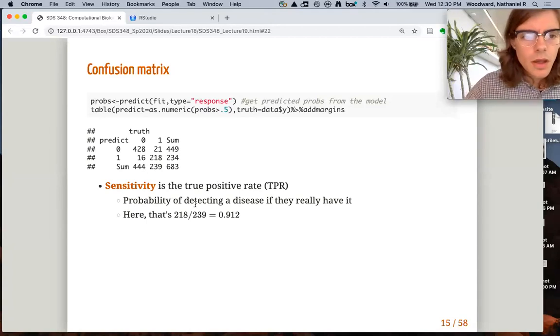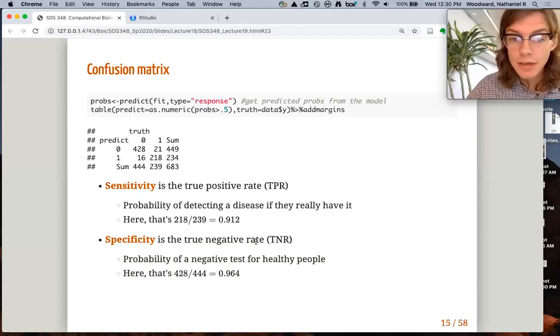Cool. So sensitivity, we can compute the true positive rate. So out of everybody who is actually malignant, how many did we classify as malignant? Well, true 1 means they're malignant. So if the true value is 1, there were 239 people who were malignant. We predicted 218 of them were malignant. So that's just 218 out of 239, so 0.912 here.